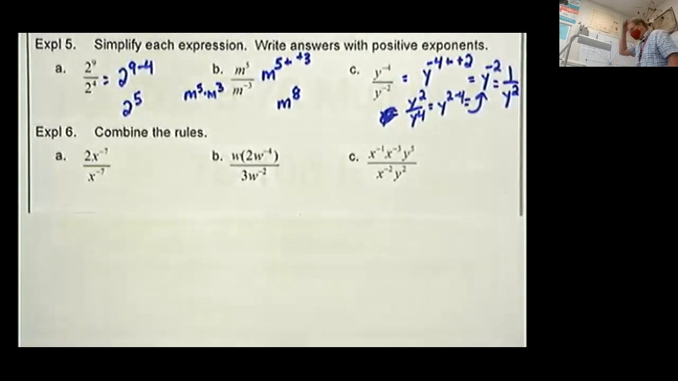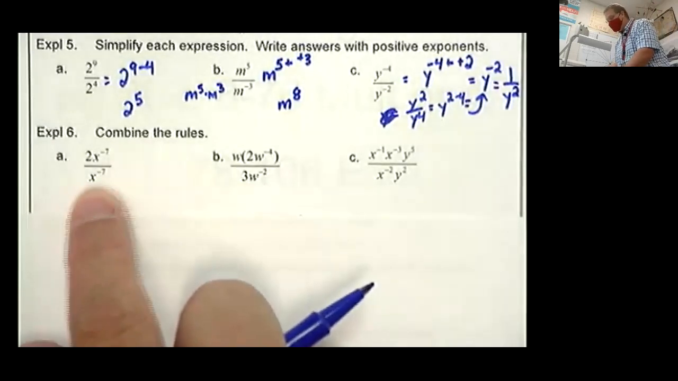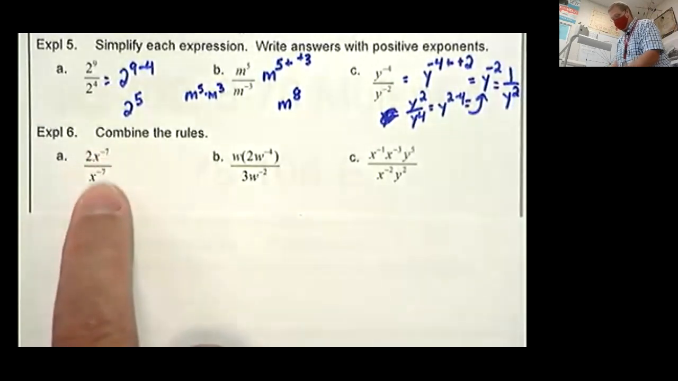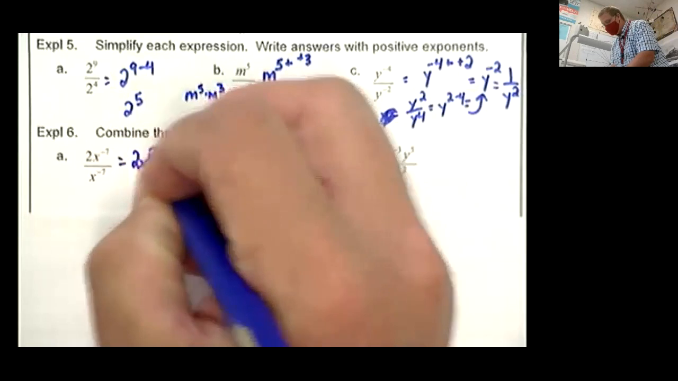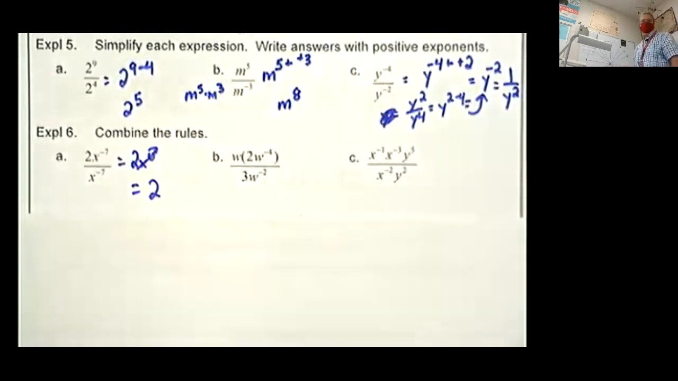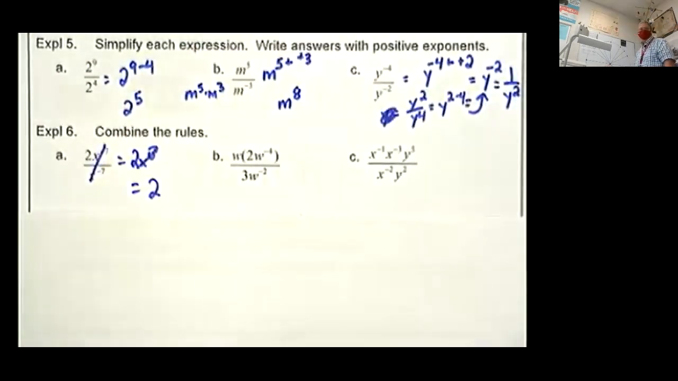Letter A, 2 to the x to the negative 7th over x to the negative 7th. Well, we still have a rule that anything divided by itself goes to 1. Well, what happens if we take negative 7 minus the negative 7, which turns it to plus? Well, that goes to 2x to the 0, right, which goes to 1, and that leaves us with a 2. So basically, these cancel because they have the same exponents.